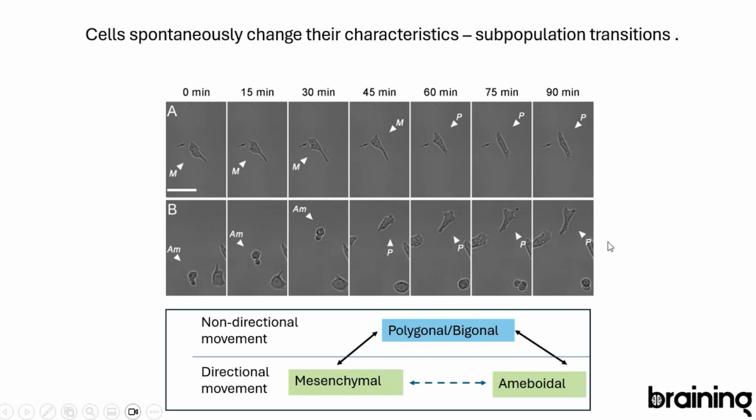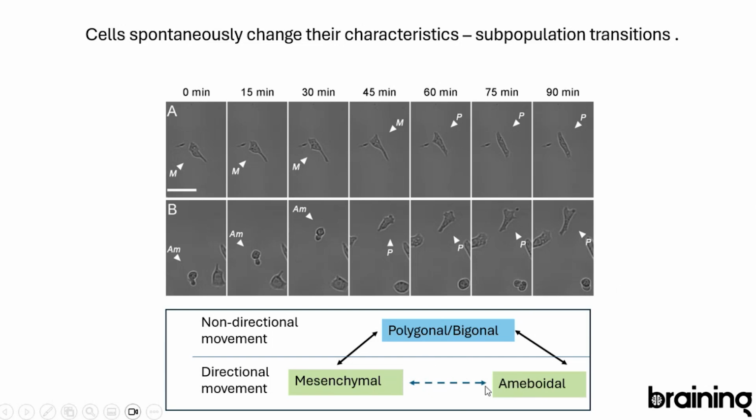After this careful observation, we found some rules which those cells exhibit. Usually, the mesenchymal cells go to the polygonal or bigonal state, and then from that state they can move to the amoeboidal. There were extremely few cells which moved directly from mesenchymal to amoeboidal.